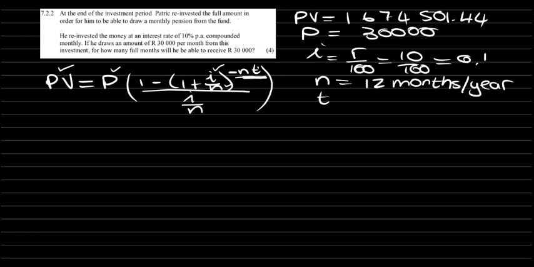And we want to know the time. What we can see here is they want the time in full months and not in years. So all we should do is find nt, because nt will give us the amount of months that we could withdraw 30,000 Rand from this account. Okay, so let's get into processing all of this.